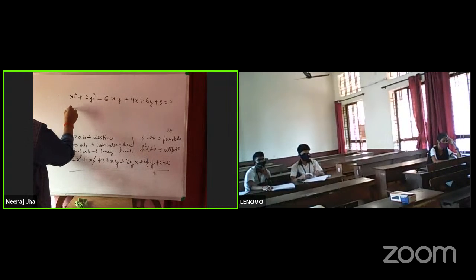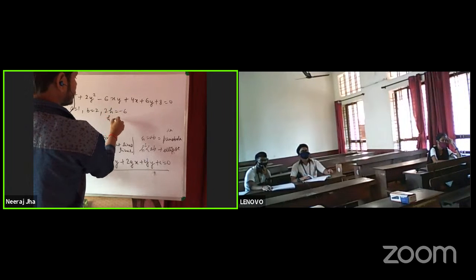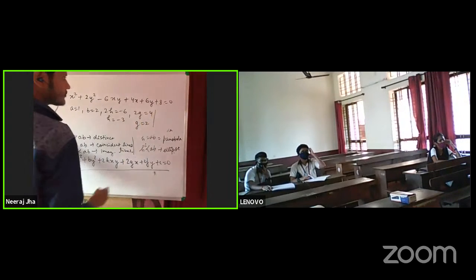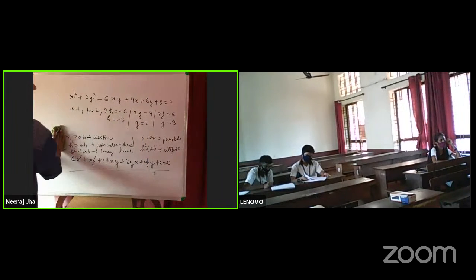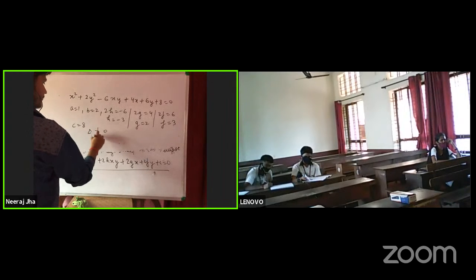First, if we find delta, I think delta is not going to be 0 over here. Delta will not be 0. Is delta 0? No. You have a equal to 1, b equal to 2, 2h equal to minus 6, that is h equal to minus 3, 2g equal to 4, that means g equal to 2, and 2f equal to 6, that means f equals 3, understood? So f is known, g is known, everything we know. Now we can find it. c is 8, the constant term is 8. You find delta and delta will be non-zero.